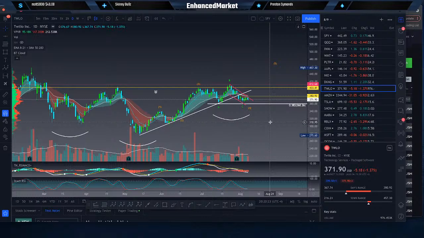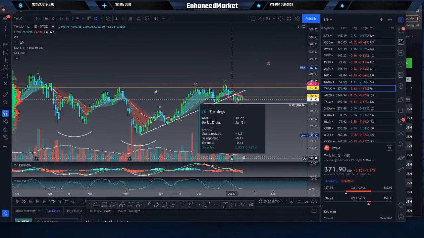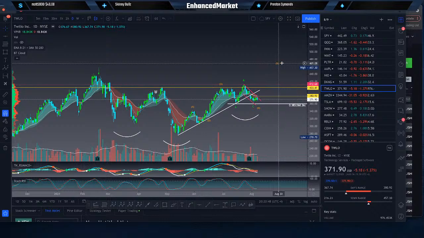I do like that a lot, actually. But this white trend line that I have here, we were following it very nicely. We bounced off it once, we bounced off it twice. We had this bounce again here before falling through, but we did have an earnings drop on Twilio because of that. So if we can reclaim this area up here and break above, I think we'll test new highs.